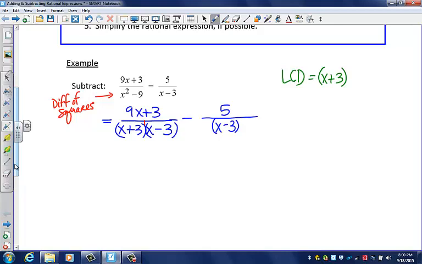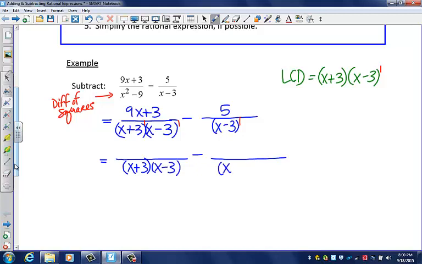And then I have a factor of x minus 3. So my least common denominator must have a factor of x minus 3. But it occurs once in my first fraction and once in my second fraction. Therefore, it occurs once in my least common denominator. So the least common denominator is the product of x plus 3 and x minus 3. So I'm going to create two fractions that are equivalent to the given rational expressions that I have right here. And I want them both to have that common denominator.